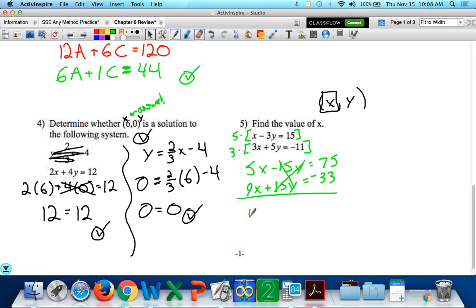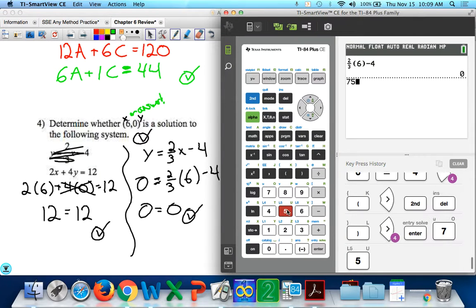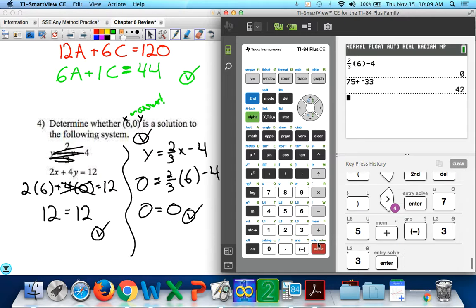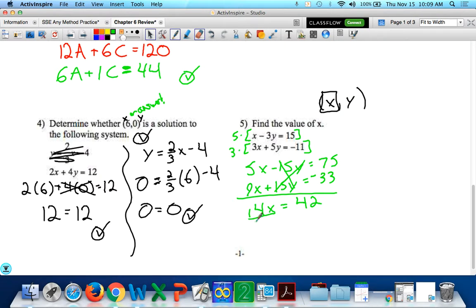Okay, I get a 14x equals. Careful here. Okay, if you're ever not sure, just throw that in your calculator just to be safe. It's going to be a positive 42. Double check that. 75 plus a negative 33 is 42. I'm going to divide by 14, and x equals 3. Again, if you did this problem by eliminating the x's, you'll get a y equals down here. That's not wrong, that's fine, but then you have to just take that y equals number and plug it back up into one of your original equations. Okay? So I went ahead and just knew to find the x, I wanted to eliminate the y's, and I've done it. That would be my answer. X equals 3.